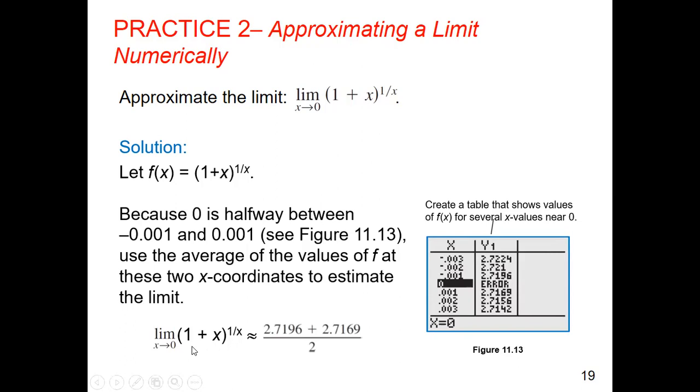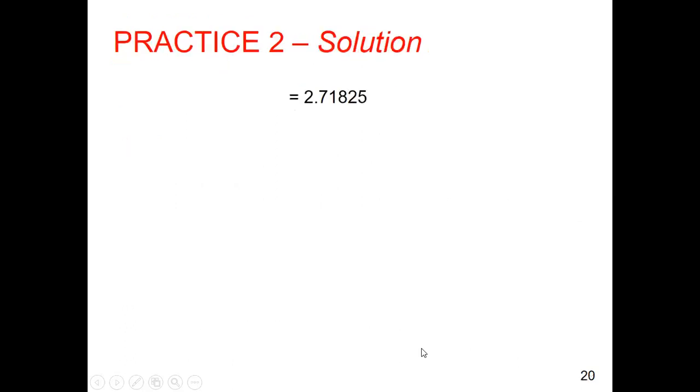So to approximate my limit, I'm going to take the average of those values. The other thing I want to take note of is look how close I got to 0. Do y'all see? I didn't just go 1, -1, and 1. I changed my scale to be as close as possible to 0, so that I could see what's really happening. Well, it's getting closer and closer and closer. So I'm going to find the average of these two. When I find the average of 2.7196 plus 2.7196, I end up with 2.71825. So my approximate limit is at this.